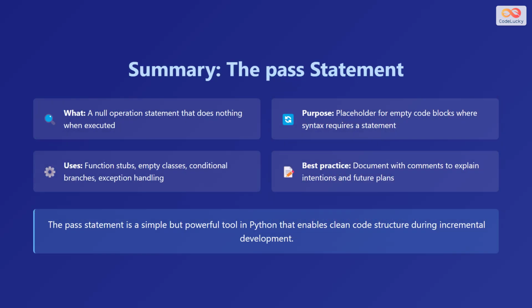In summary, the pass statement is a null operation that does nothing when executed. Its purpose is to serve as a placeholder for empty code blocks where syntax requires a statement. It finds use in function stubs, empty classes, conditional branches, and exception handling. Remember, document its use with comments to explain intentions and future plans. The pass statement is a simple but powerful tool in Python that enables clean code structure during incremental development.